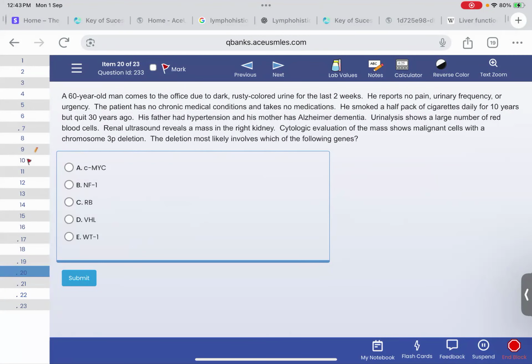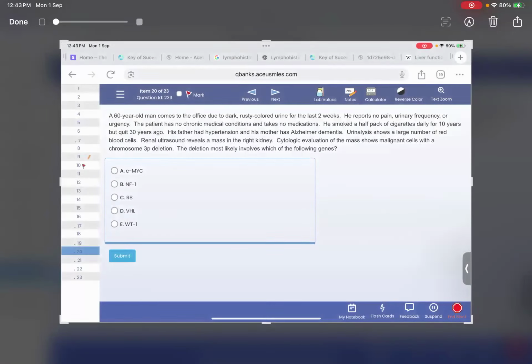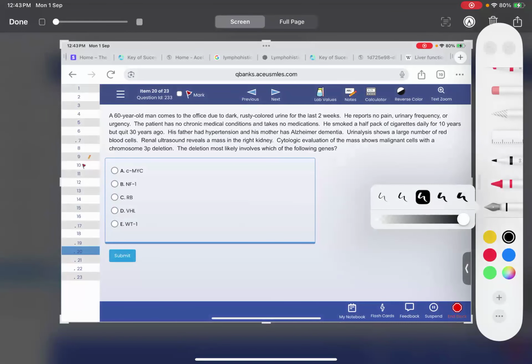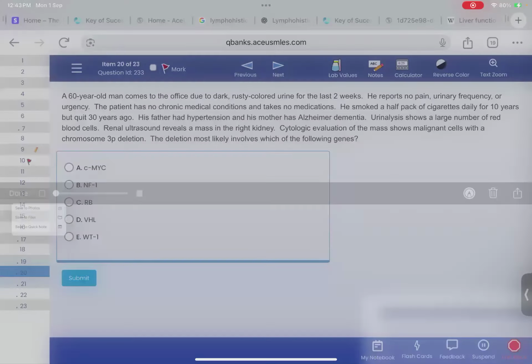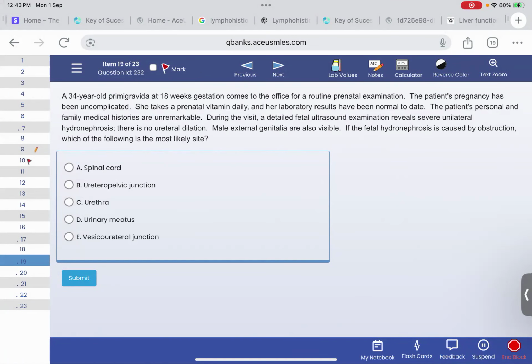What's the other question we have discussed? The deletion most likely involves which of the following genes? A 60-year-old man. Sorry, I think we have missed one question. No, we did it. So we are almost done with 19 questions. We will do the rest of the 20, 21, 22, and 23 in pathology.